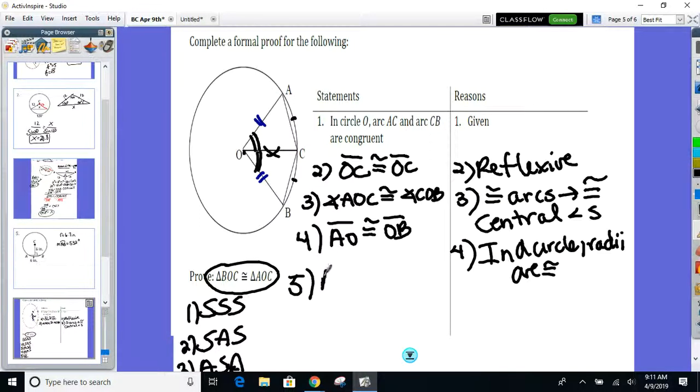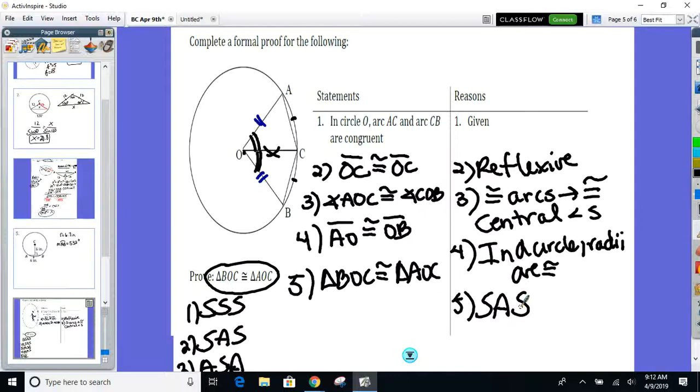Side angle side. Oh, it's been so long. Thank you, Orion. Could we say that AO and OB are radii even though it's not stated in the givens? You don't need to say that. I don't need to because it says it's a circle. That tells me it's the center, so that has to be a radii. You don't need to state that.